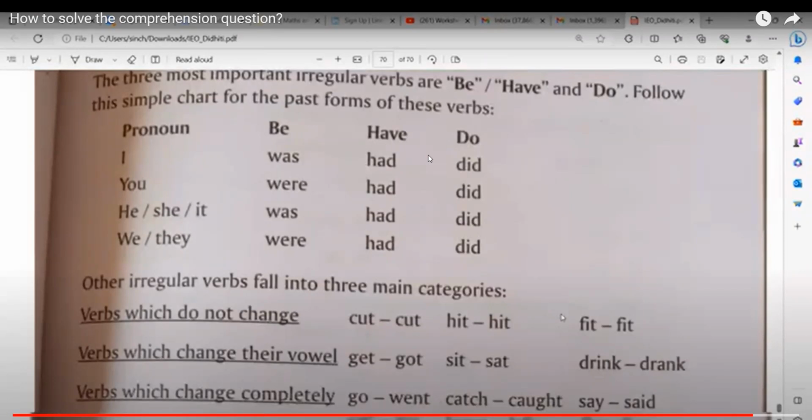Is it clear to everyone? Yes, ma'am. Great, very good. Okay, Abhishekta, can you give me an example with he and had? Give me an example with he and had, beta.